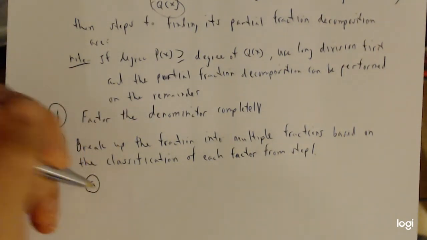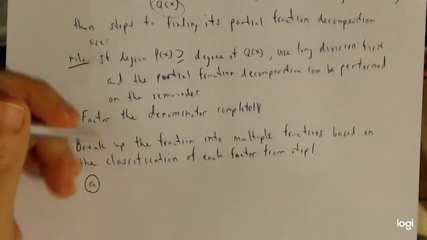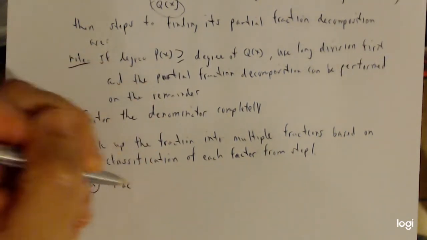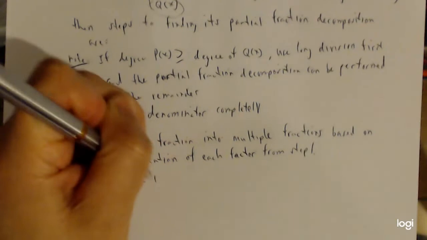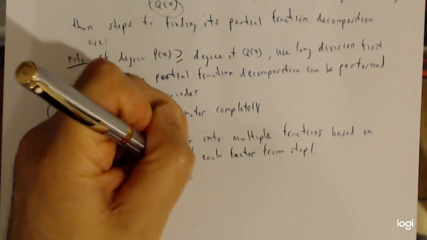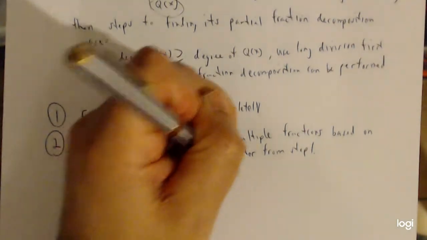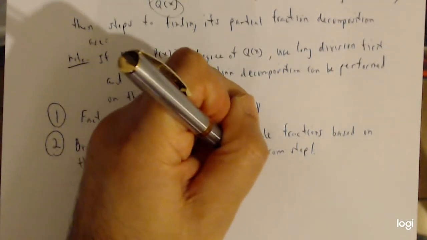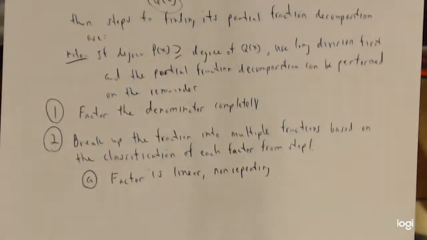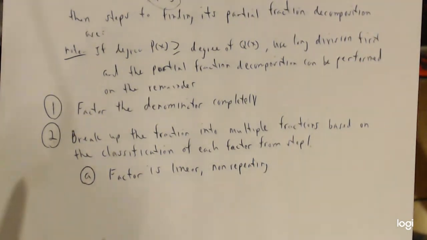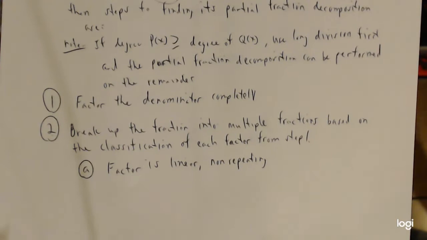So here's what's going to happen. The first classification is that the factor that we're looking at, the factor is linear and it's non-repeating. So what does that mean if the factor is linear and non-repeating? Well, let me kind of show you. So here's what we're going to say.